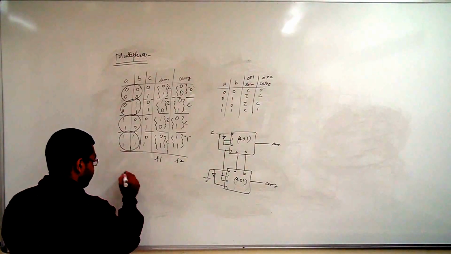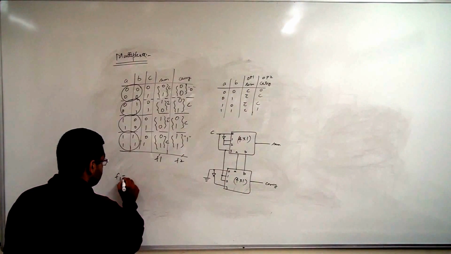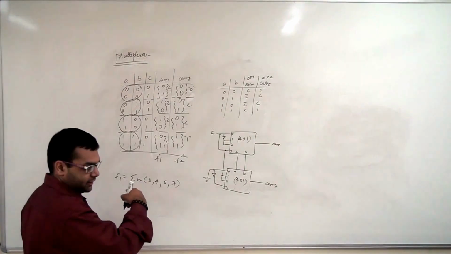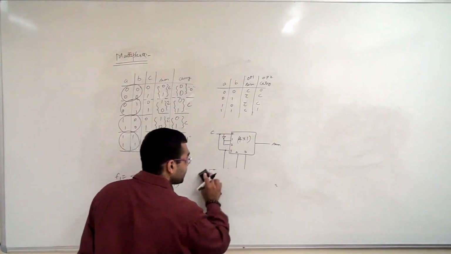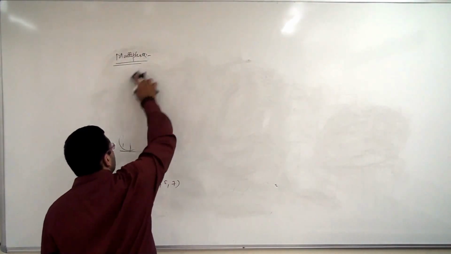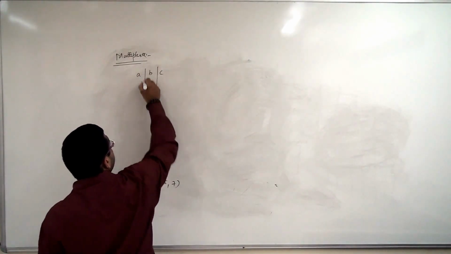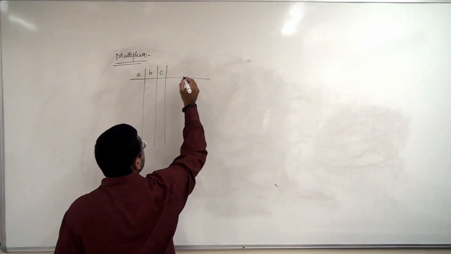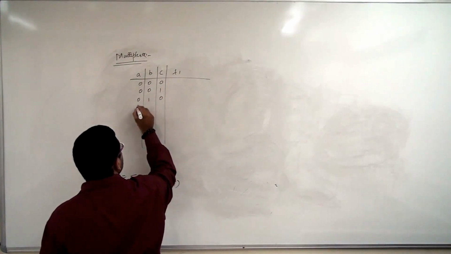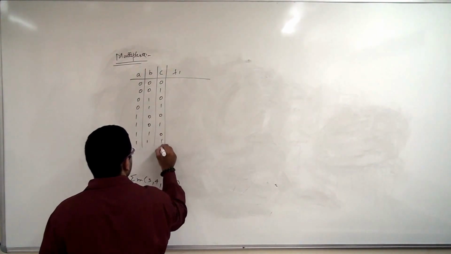Say for example, in our function f1, I will implement the earlier one. I call this f1 dash, f2 dash. f1 was summation m 3, 4, 5 and 7, if I remember correctly. So how do we work in that scenario? We have again 3 inputs A, B and C, and function f1 with values 0, 0, 0, 1, 1, 1, 0, 1.